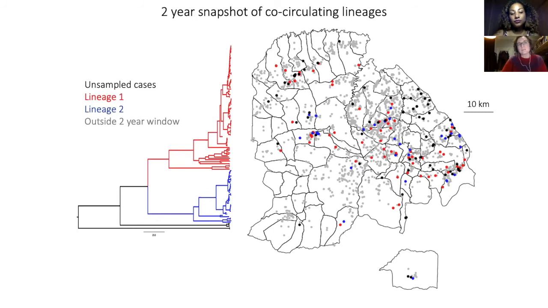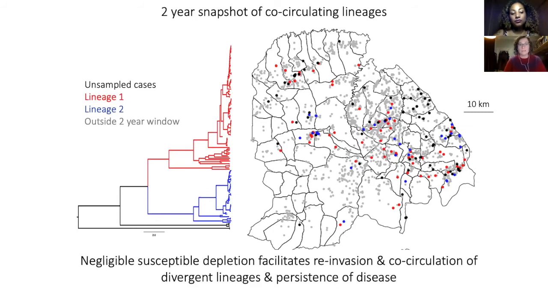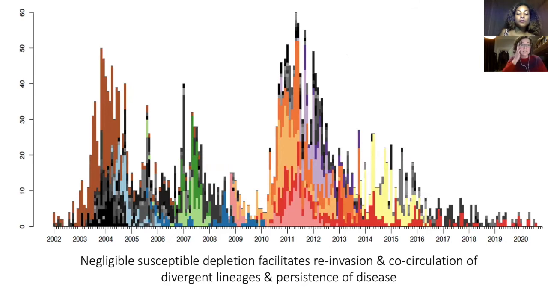And we think that's possible basically because there is none of this susceptible depletion going on, and that there is occasional long distance movement which can import lineages and allow the disease to circulate in this way. And we think that this actually contributes greatly to the persistence of infection.